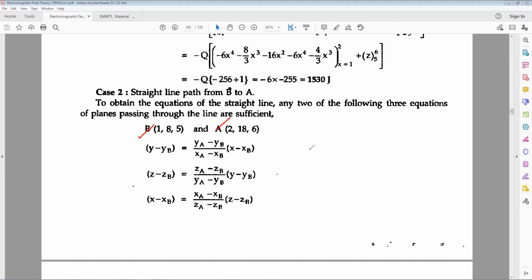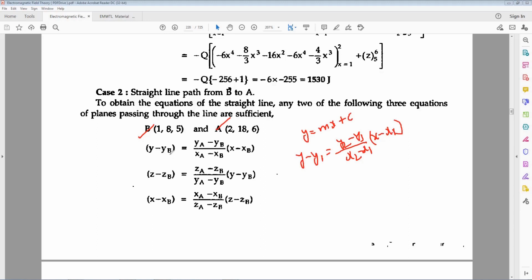So we know a straight line equation y minus y1 is equal to mx plus c. This is a straight line equation. Y minus y1 is equal to m, the slope, y2 minus y1 by x2 minus x1. And the x value is x minus x1. So this is a formula for the straight line equation. Y minus yb is equal to ya minus yb.